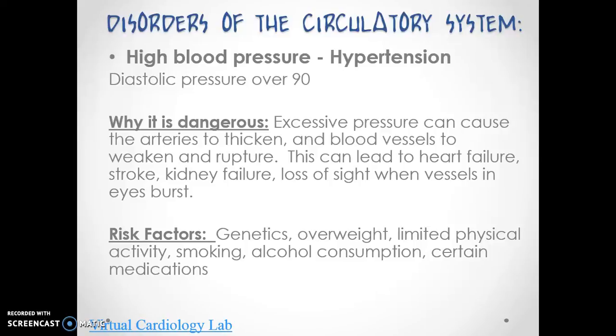So next, I will explain about high blood pressure, which is very common in our society and is also known as hypertension. Why is it dangerous? Because of the excessive pressure, which can cause the arteries to thicken, and the blood vessels will be weakened and rupture. This can lead to heart failure, stroke, kidney failure, and loss of sight when the vessels in the eyes burst. And it can be caused by genetics, being overweight, limited physical activity, smoking, alcohol consumption, and certain medications.